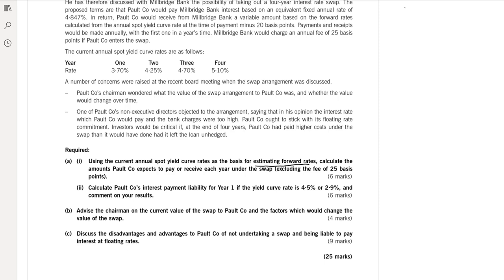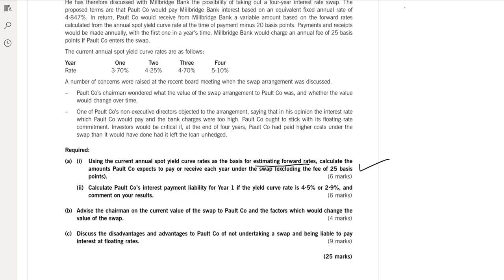Calculate the amount the company expects to pay or receive each year under the swap, excluding the fee of 25 basis points. So we need to calculate how much we are going to pay or receive each year under the tenure of the swap. This is the exam level question from the past articles.